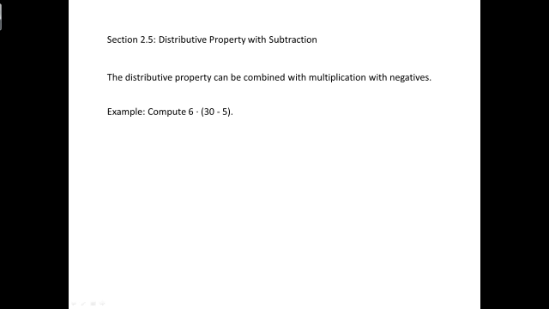Section 2.5, the distributive property with subtraction. The distributive property can be combined with multiplication with negatives. Example, compute 6 times 30 minus 5. Now when we use the distributive property, we're going to do 6 times 30 minus 6 times 5.